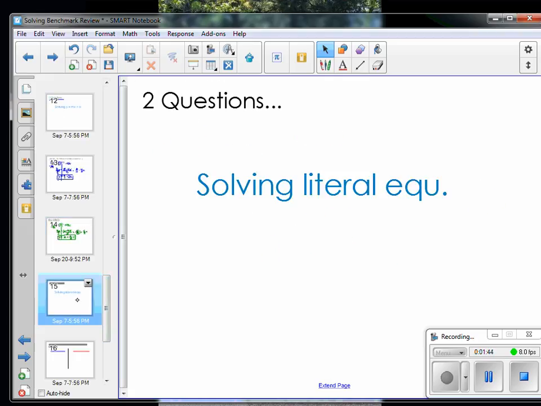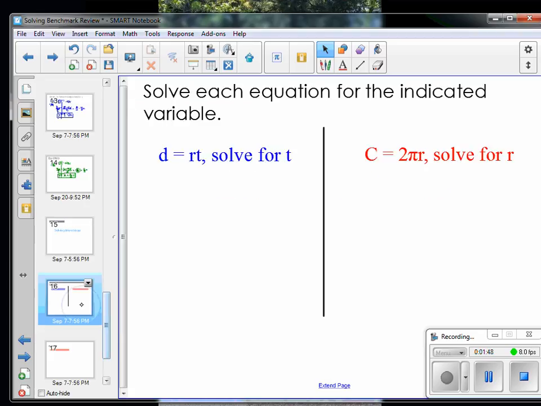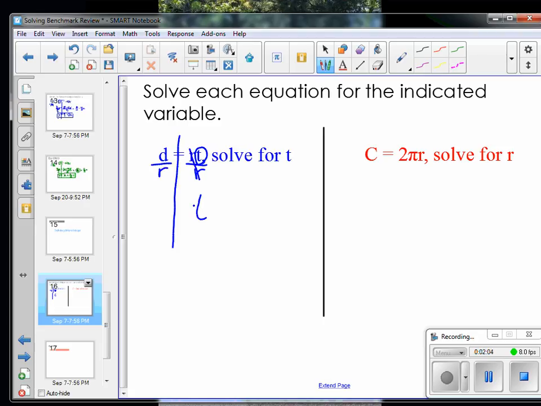All right, and then the last type on your benchmarks are solving literal equations. There's two questions like that. So they look similar to this. So you always want to circle the variable you're solving for. In this case, we're solving for t. R is connected to t by multiply, so the opposite is to divide. Think of it as if it were a number. So we're going to divide by r, that's gone. And it took one step to solve, and we just copy our answer. We don't have to combine anything, we just leave it.